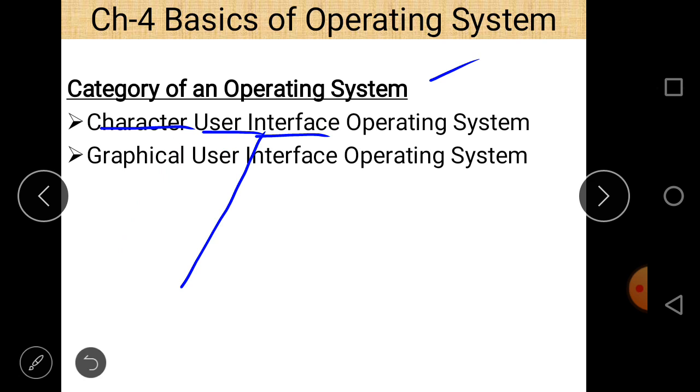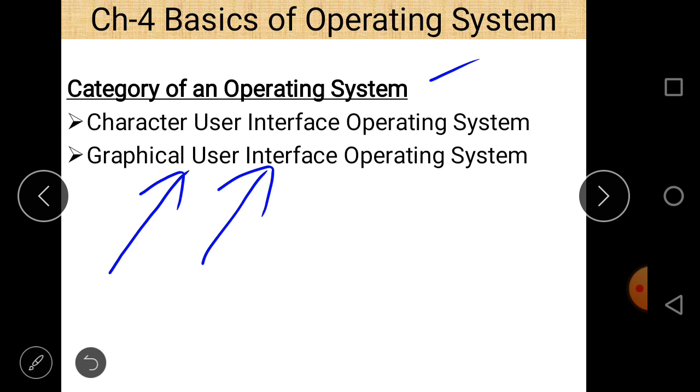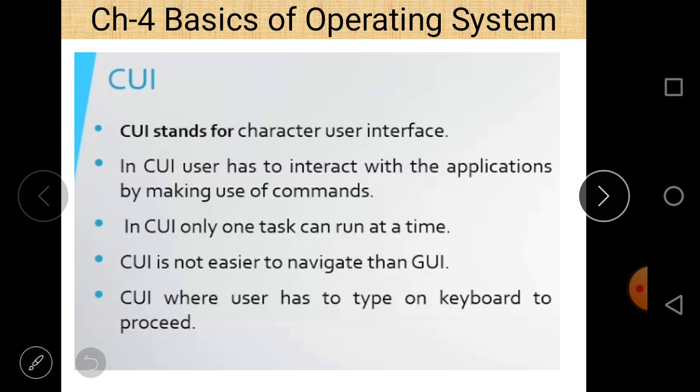And the second thing is graphical user interface. So the user can interact with the operating system using different graphs, different symbols, different icons. So this is called the graphical user interface, GUI. So these are the two terms, CUI and GUI. Most of the time this is asked in examinations: what is the difference between CUI and GUI. So here are some point to point discussions regarding CUI and GUI.